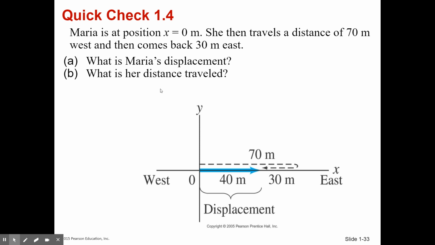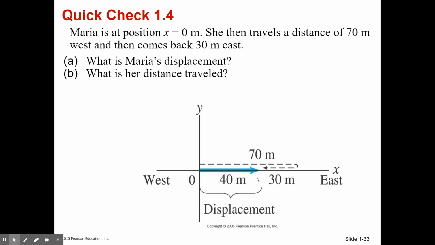Okay, so Maria's displacement, remember, displacement is how far you are from where you started. So if we start at the origin, her displacement is how far she is from where she started. So she traveled 70 meters, and then she came back east 30. So she ended right here. Her displacement is just this blue arrow. So that would be our 40 meters, and she would be 40 meters west from where she started.